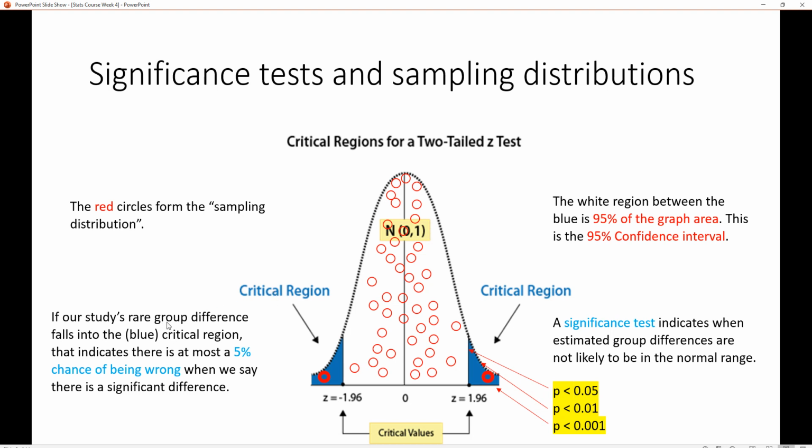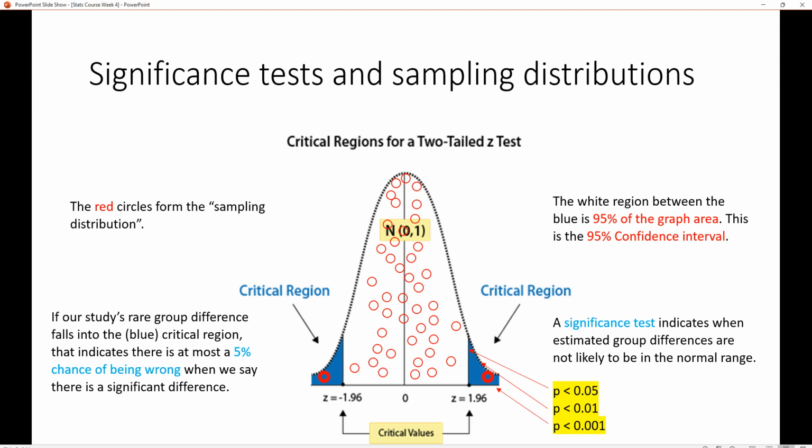If our study's rare group difference falls into the blue critical region, on the left and on the right, that indicates there is at most a 5% chance of being wrong when we say there's a significant difference with these groups.